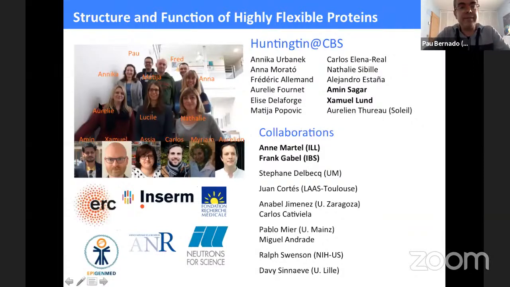Before finishing, this is the group at the CBS, and those are the people who have been working on Huntingtin in one way or another, the vast majority on the NMR part. Here I would like to highlight Samuel, the main person behind this project, and Amin Sagar, who is helping him with all the computational work. We have lots of collaborations in this project, but for the SANS part, I would like to highlight, of course, Anne and Frank, because they are the experts and they are teaching us how to do things and how to do them well. Thank you all for your attention.